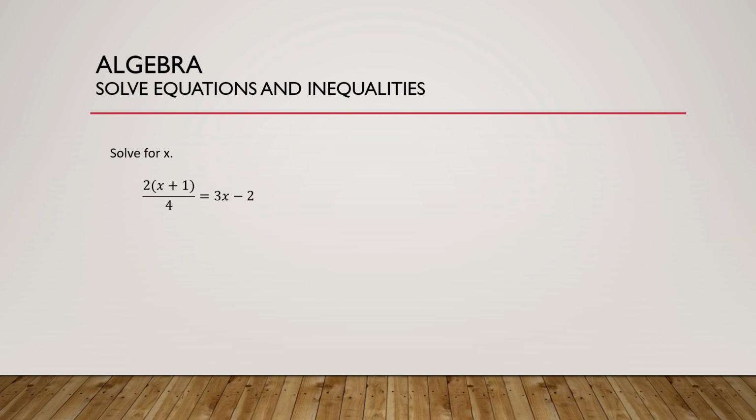Solve for x. 2 times the quantity of x plus 1 over 4 equals 3x minus 2. First, we can simplify 2 over 4 to be 1 over 2. Then we multiply both sides by 2. On the left, the 2's cancel, and on the right, we have 2 times the quantity of 3x minus 2. When we distribute the 2 on the right, we have x plus 1 is equal to 6x minus 4.